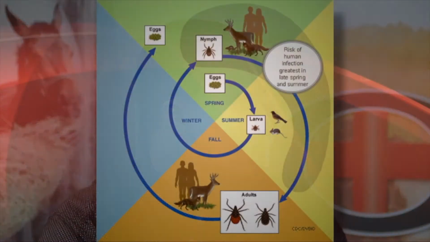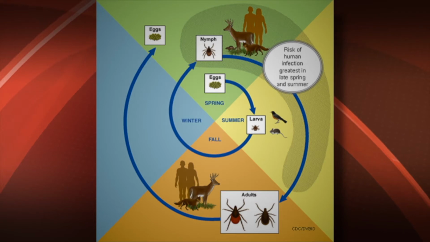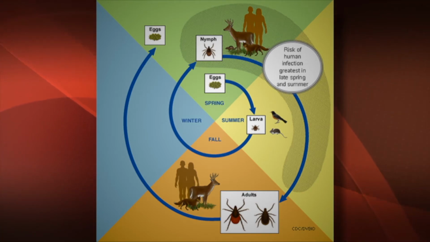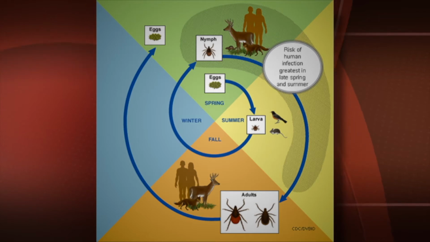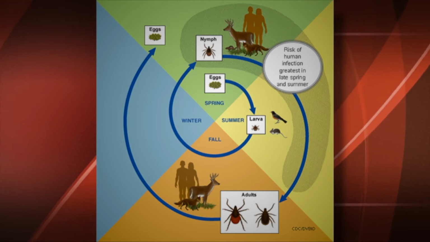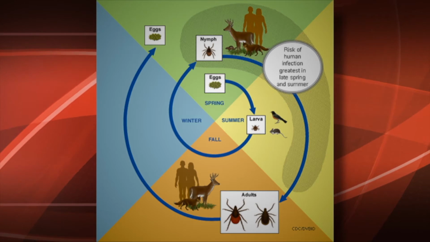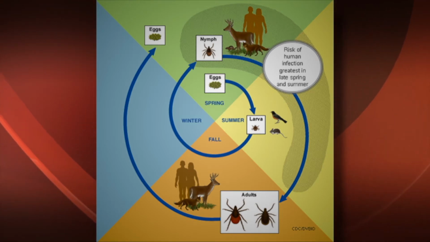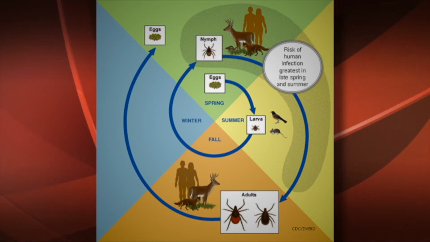A three-host tick actually feeds on an animal as a larva, drops off, molts to a nymph, feeds on an animal, drops off, molts to an adult, and then feeds on an animal. If they're female, they'll undergo reproduction at that point. They'll fall off as they're fed to fat. So if you see a fat tick, it's a female. Don't spread that around to too many humans.